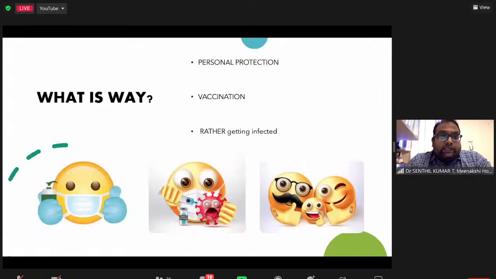So how to control? At present, how to control COVID is, first and foremost, personal protection and vaccination, rather than getting infected and treating it.